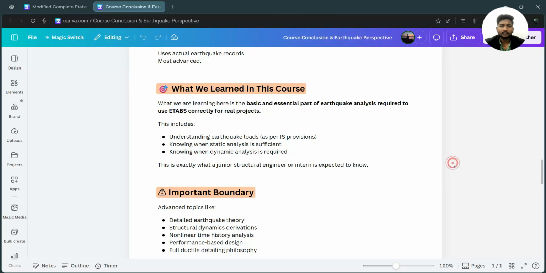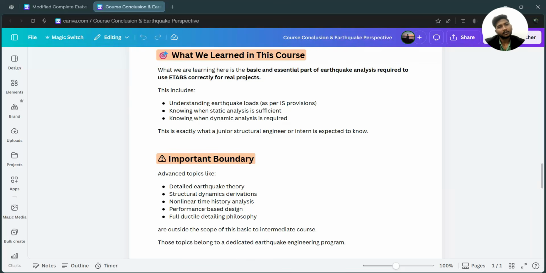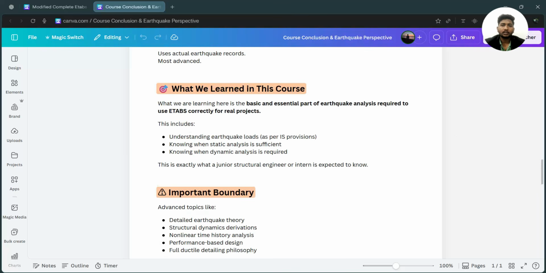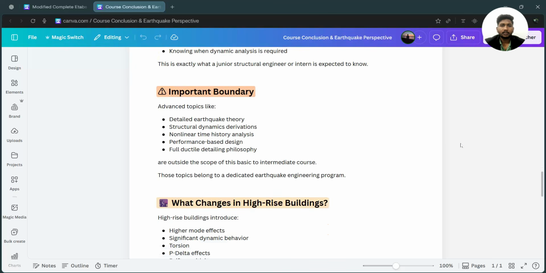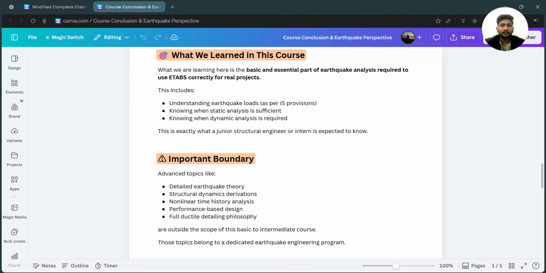And for interns, this much knowledge I have taken is sufficient to be an intern. It covers all the parts of gravity, and then it covers the earthquake part, the basics of earthquake, and we have covered all the basic concepts for the gravity loads. We have seen how to model, analyze and design our building.